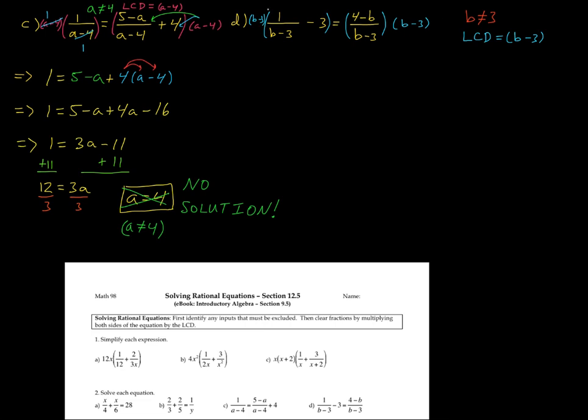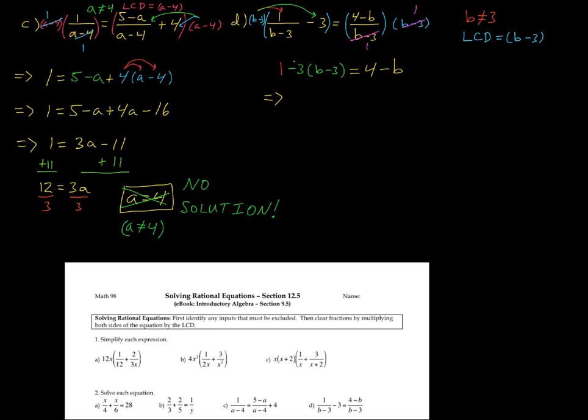And then I'm going to go ahead and distribute on the left side. So when I distribute here, the b minus 3's will cancel, and I'll be left with just a 1. Then I'm going to distribute the b minus 3 to this 3, and that's going to give us a minus 3 times b minus 3. Now on the right, notice the b minus 3 divides out, and I'm left with just what's up in the numerator, which is 4 minus b. And now we're rolling.